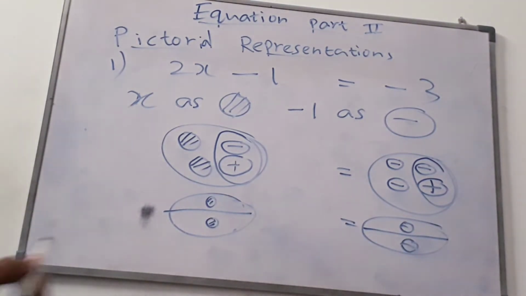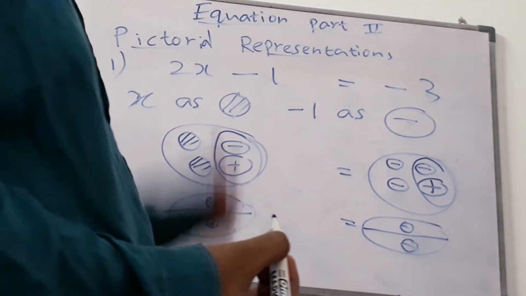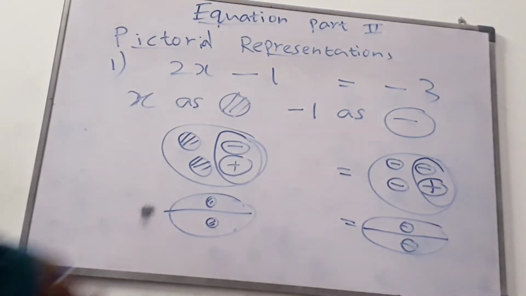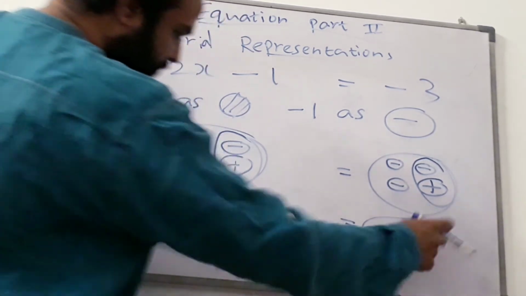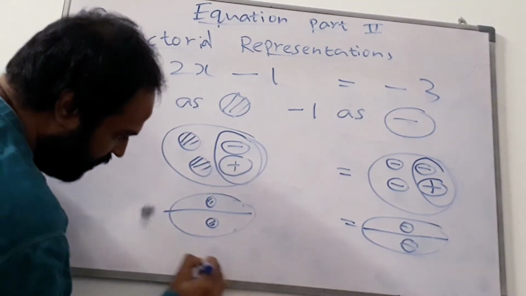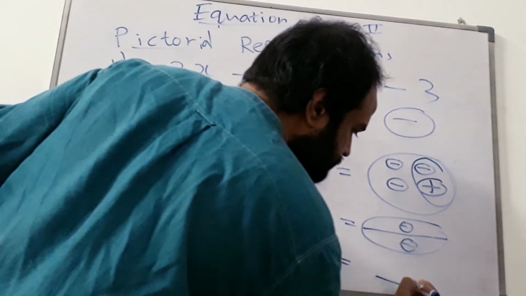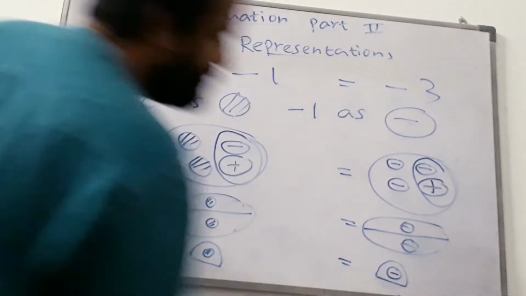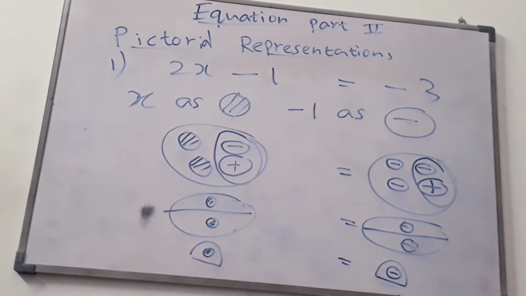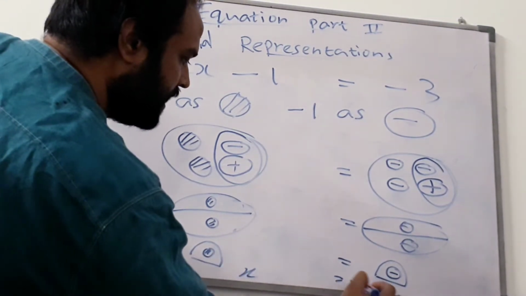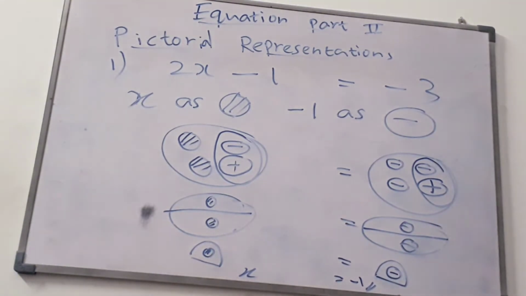For example, minus 1 and minus 1. 2 x's mean 2 minus 1s, which means 1x means 1 minus 1. So here x means minus 1. Okay.